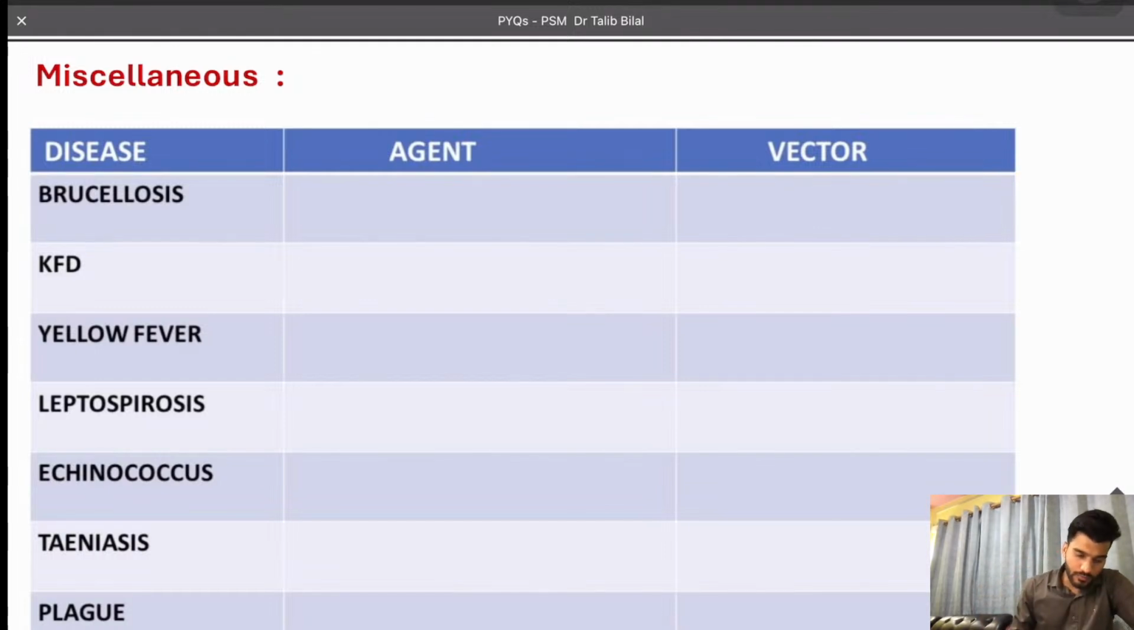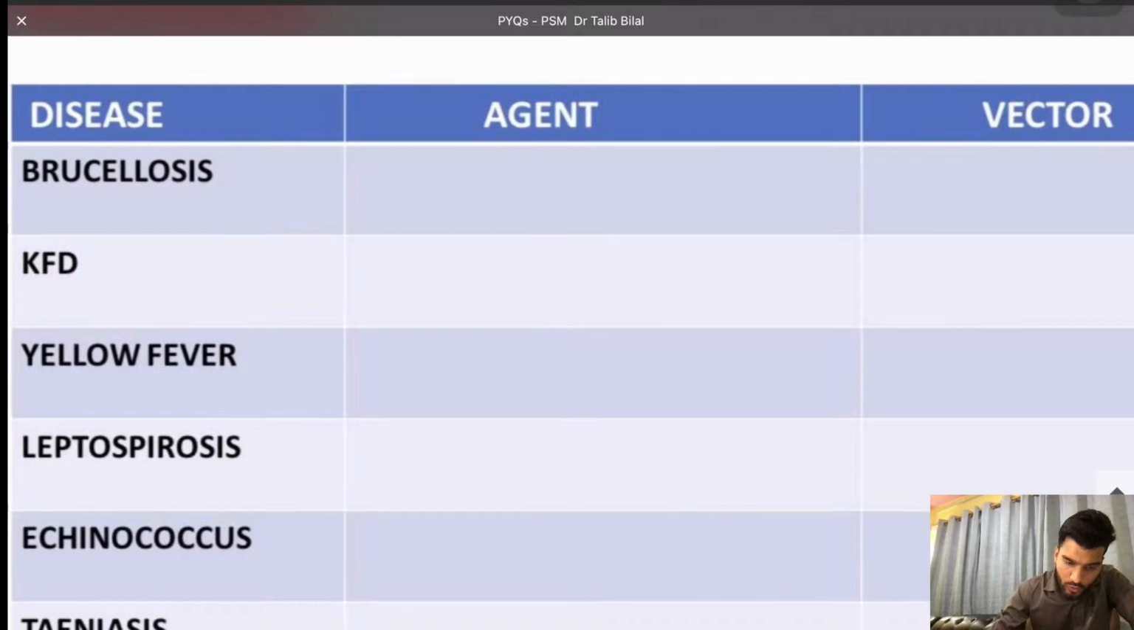Okay, chalo. If I talk about brucellosis, what is the agent for brucellosis? Write down faster. B. melitensis. What is the agent, my dear students? It is B. melitensis.